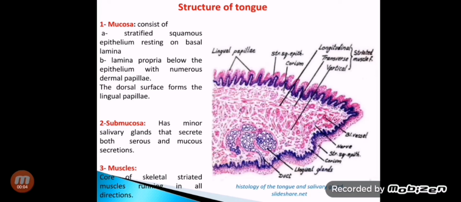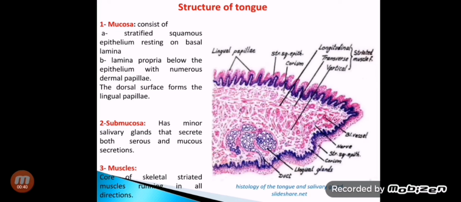The structure of the tongue is composed of the following layers: mucosa, submucosa, and the muscle layer. The mucosa consists of lining epithelium and lamina propria. The lining epithelium is stratified squamous epithelium resting on the basal lamina. Below it we can see the lamina propria with numerous dermal papillae. The mucosa on the dorsal surface of the tongue has many projections named lingual papillae, while on the ventral surface of the tongue the mucosa has a smooth outline.